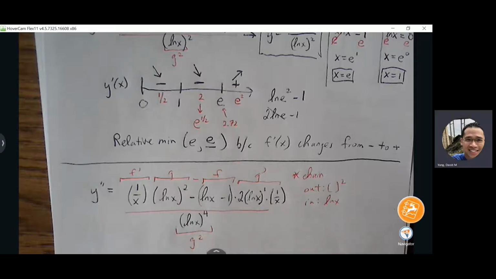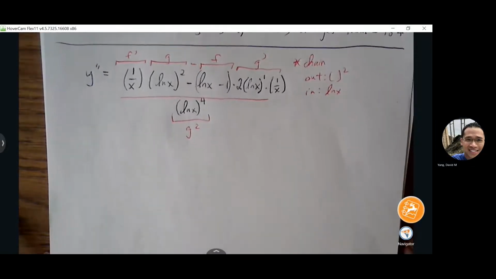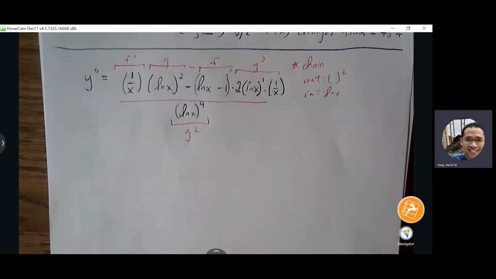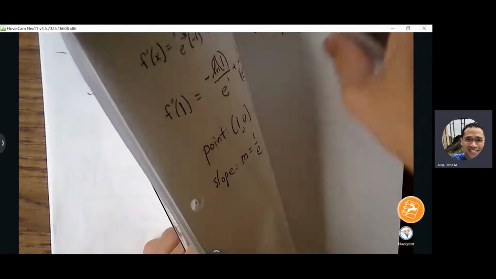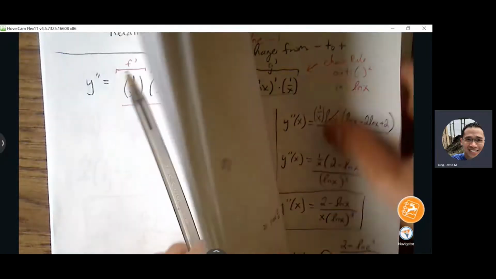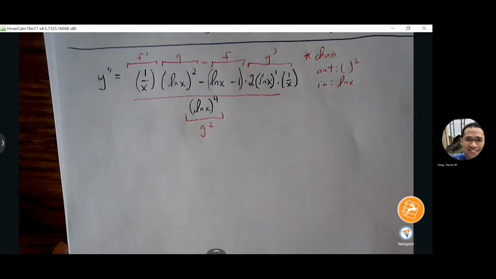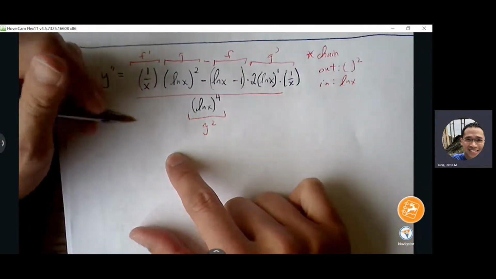Okay, so now we're just trying to figure out how to clean this up. Okay, let me rewrite this in a little bit of a cleaner form. Okay, so y double prime.